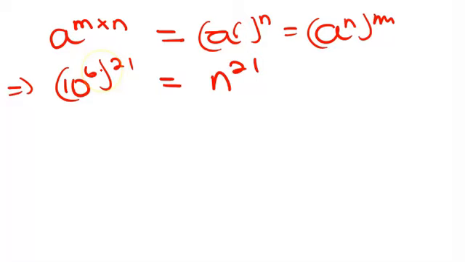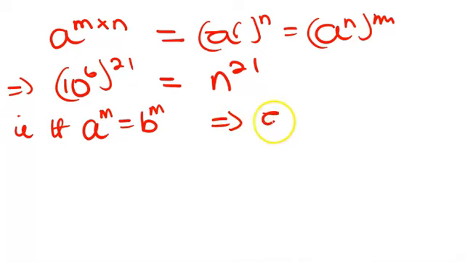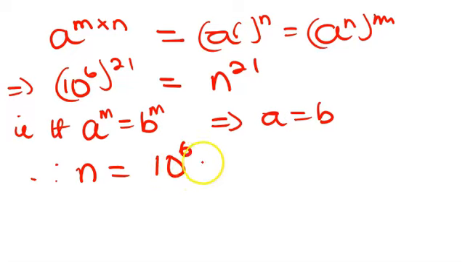If the exponents are the same, you equate the bases. And if the bases are the same, you equate the exponents. That is, if a raised to the power m is equal to b raised to the power m, it implies that a is equal to b, from indices. So 10 raised to the power 6, all raised to the power 21. Now on the right hand side, we have n raised to the power 21, the same exponent. So we can equate. Therefore, n is equal to 10 raised to the power 6.